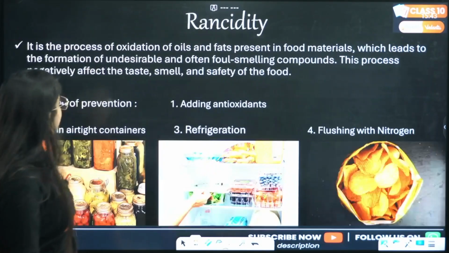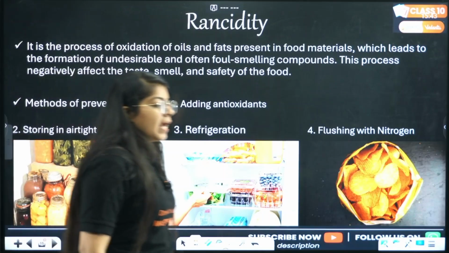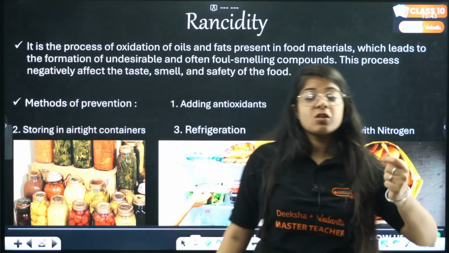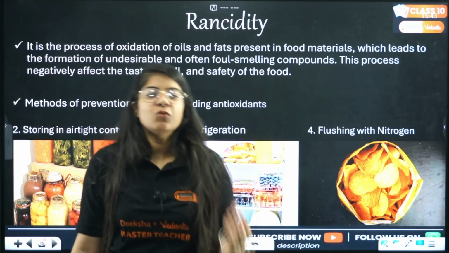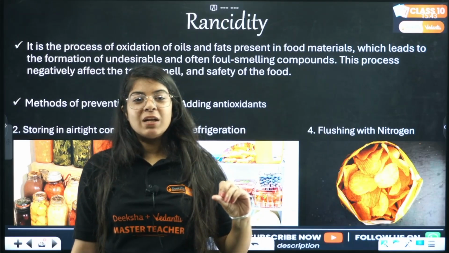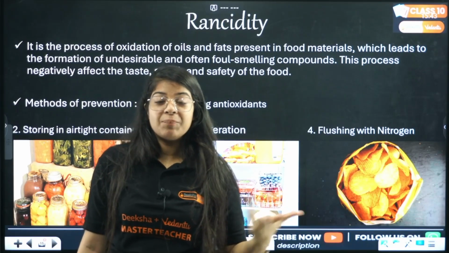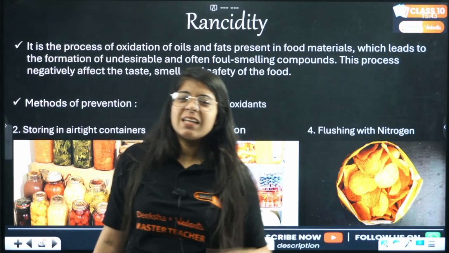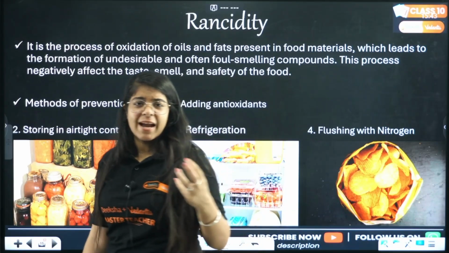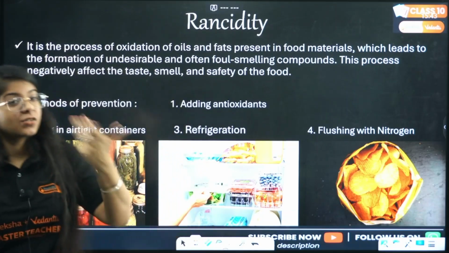Next, we have rancidity. See, corrosion is the process of metal going bad. Rancidity is the process of our food going bad. Whenever you leave your food out for some time, due to the exposure to oxygen, air and bacteria, there is a foul smell in that food, right? So that is called rancidity.